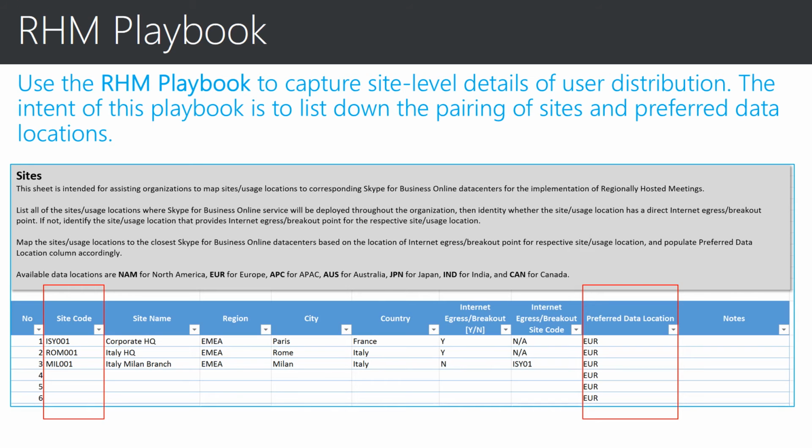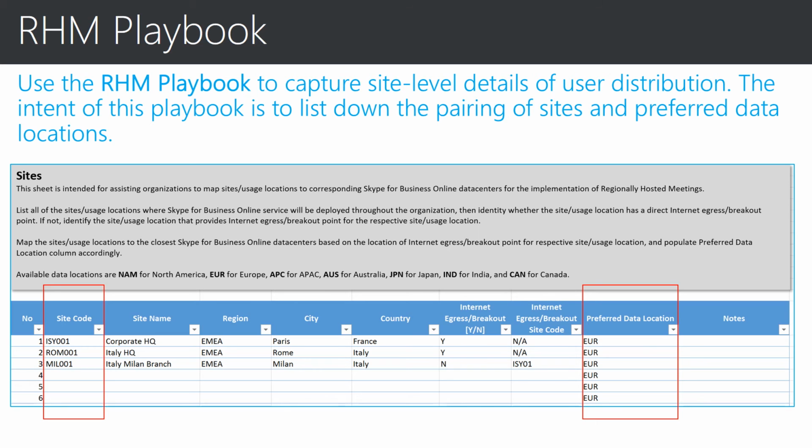The primary intent of this playbook is to list down the pairing of sites and preferred data locations, or PDLs. So in this playbook, you will capture the information about the sites where users are located, preferably using existing site codes or create your own, with some additional details such as region, city, and country.